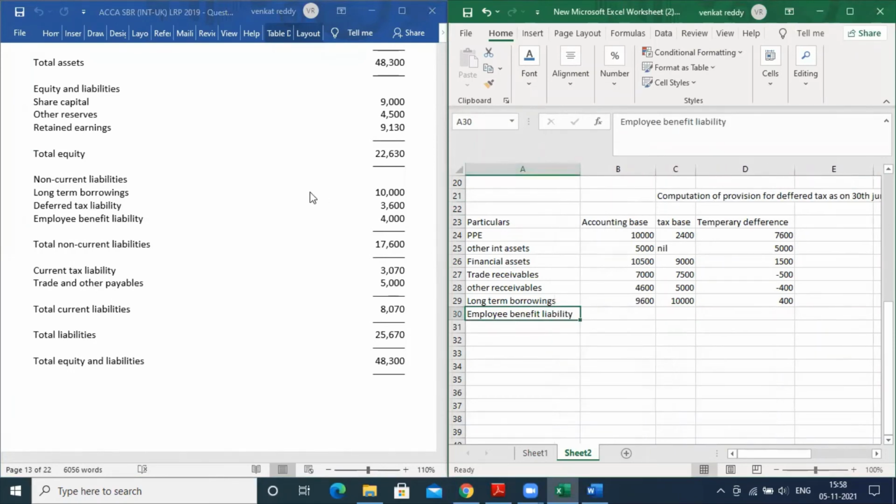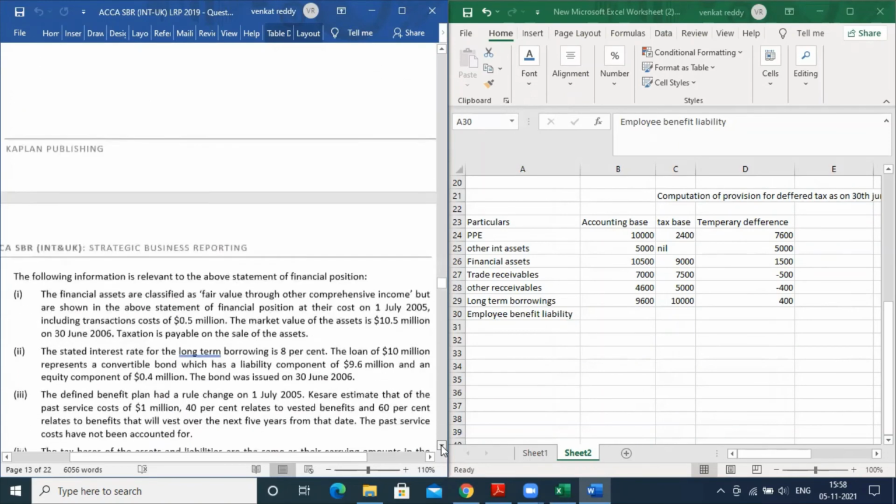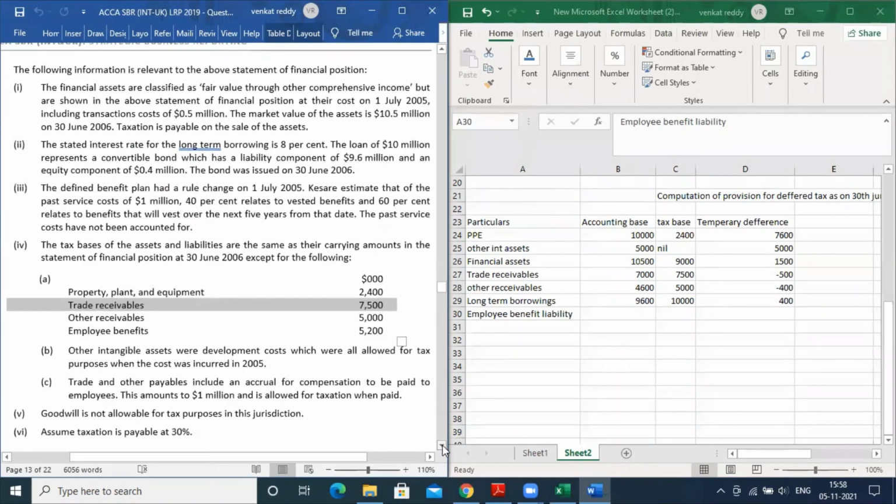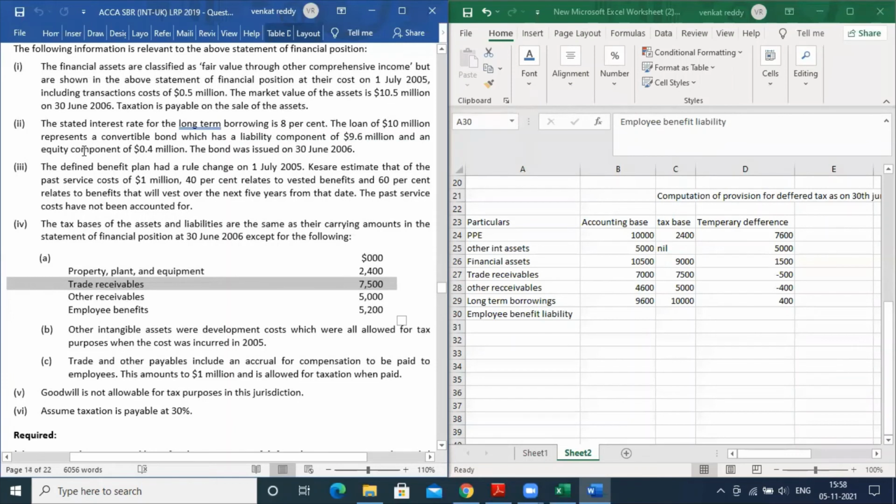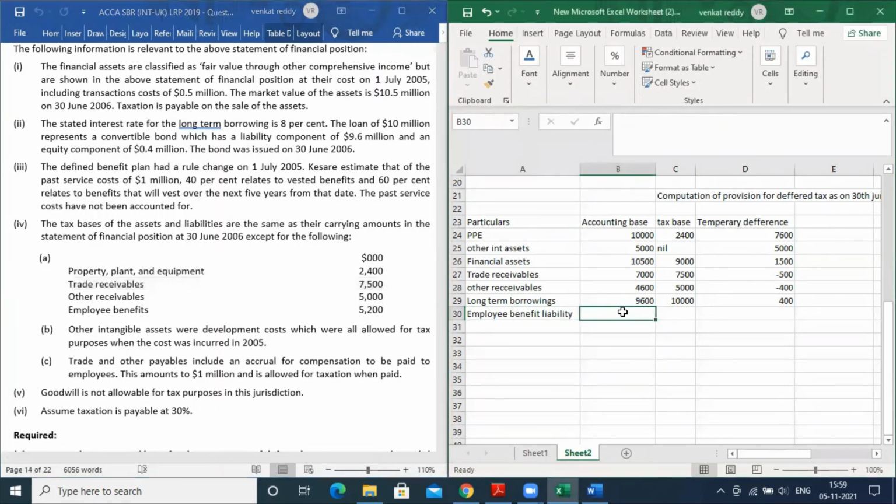So employee benefit liability in the statement they gave as 4,000, but there is an adjustment for it. Here you can see the defined benefit plan had a rule change on 1st November 2004 and there is a past service cost of 1 million which was not recognized. As per the accounting standard on employee benefits, any past service cost needs to be shown in the financial statement. Then the total deferred benefit liability will be 4,000 plus 1,000, that is 5,000.